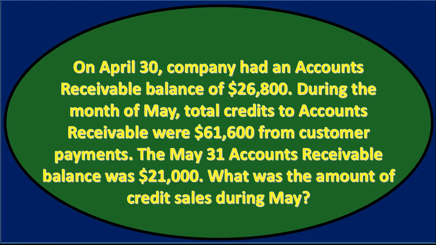Next question. On April 30th, company had an accounts receivable balance of $26,800. During the month of May, total credits to accounts receivable were $61,600 from customer payments. The May 31st accounts receivable balance was $21,000. What was the amount of credit sales during May? So we're taking a look at accounts receivable. In order to answer this question, first we need an understanding of the receivable or sales cycle.